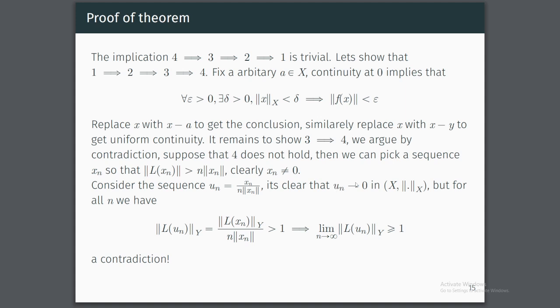Essentially, we were able to find a sequence that converges to 0, but L of un does not converge to L of 0. Yeah, and so that's the contradiction here. Okay? We started by assuming continuity. We reached that L is not continuous. Okay? Let's see.